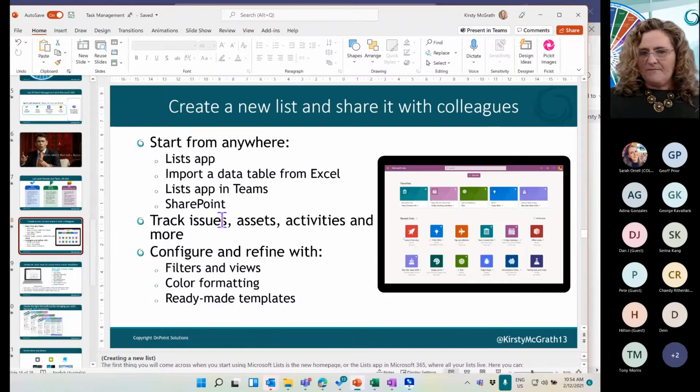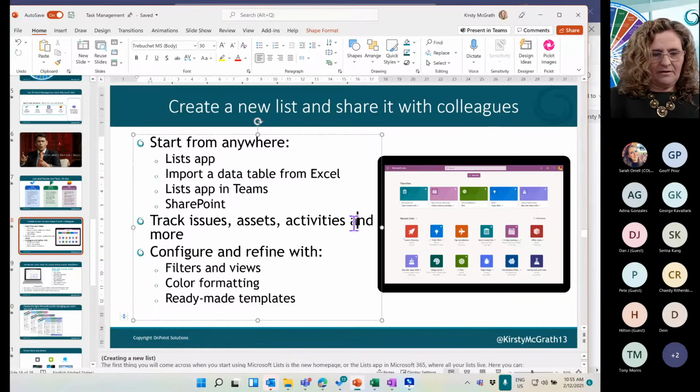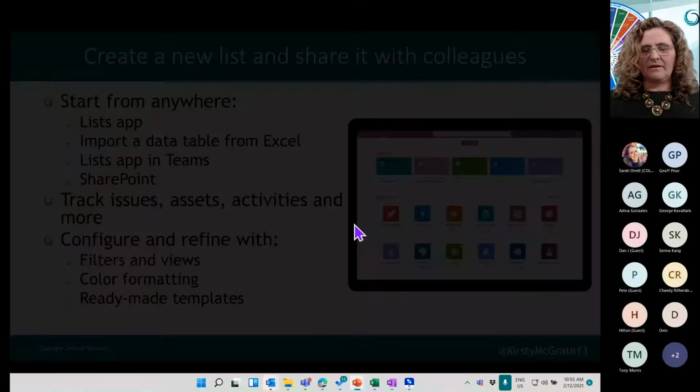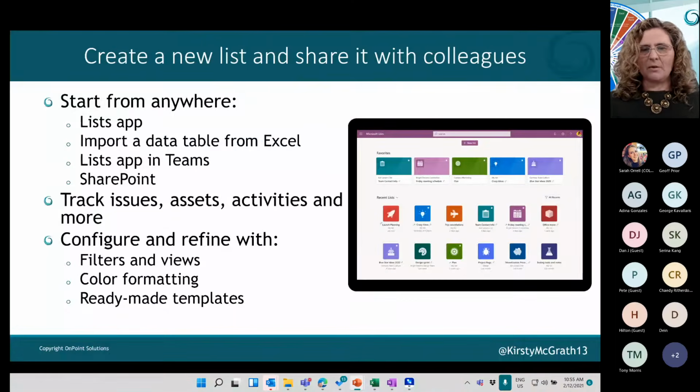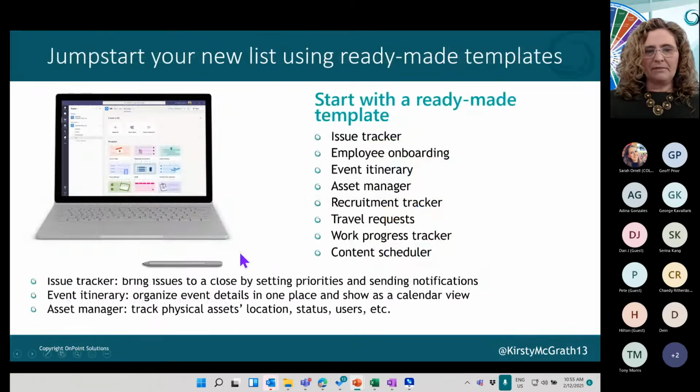So the lists app allows us, as part of the templates, let's just come in, Shift F5, so we can look at it from here. So you've got the import from Excel, which I've brought that Excel list up, and I'll show you how to do it from there. It does sit inside Teams. It is a SharePoint functionality. It does have filtering and views and color formatting with all these ready-made templates.